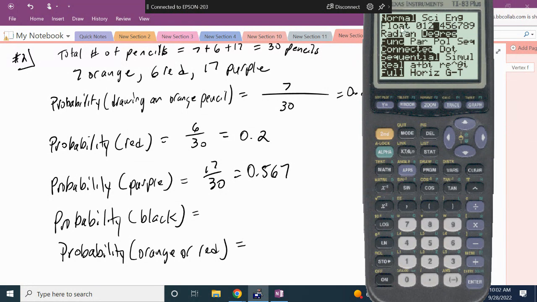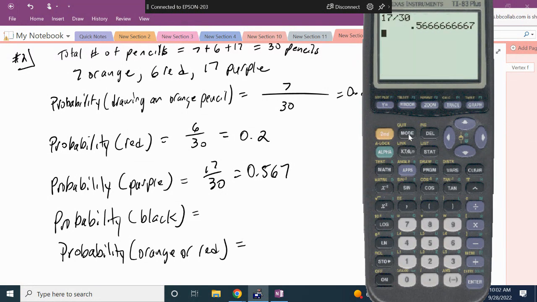The only thing about this is, after you finish, you want to change it back to float. If not, anything you put into the calculator is going to round it to 3 decimal places. All right, so I'm going to just leave this at 3. And now if I go back and put in 17 divided by 30, right, it's just going to automatically round to 3 decimal places.